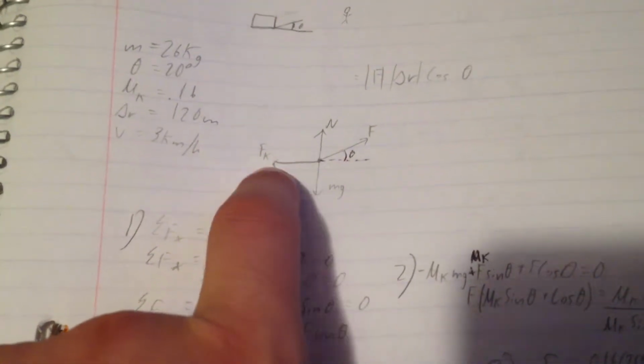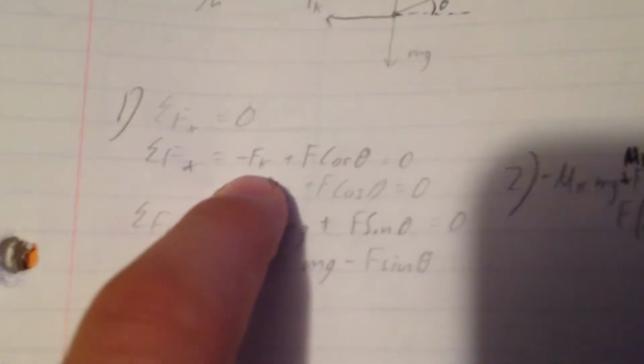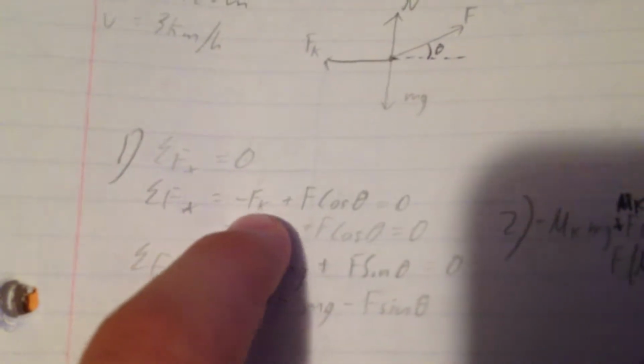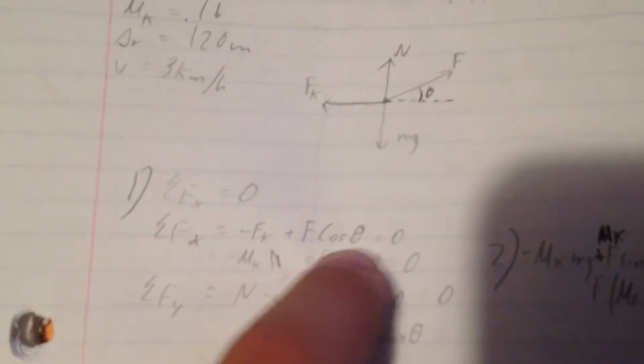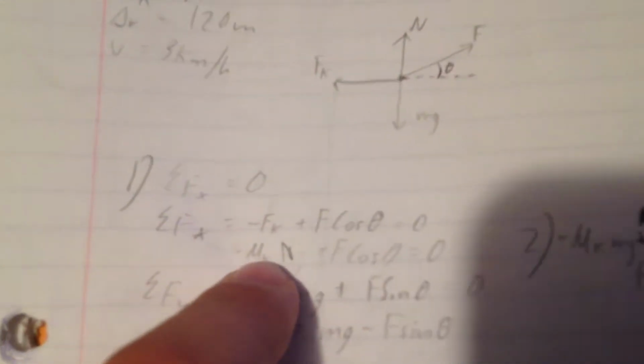First, you have to start off by drawing a free-body diagram, where your force is being pulled at an angle, and you have kinetic friction, because the sled is moving, not stationary. The sum of the forces in the x direction is equal to 0 because there's no acceleration, and that equals negative kinetic friction plus F times cosine theta. Kinetic friction can also be written as mu k times N.